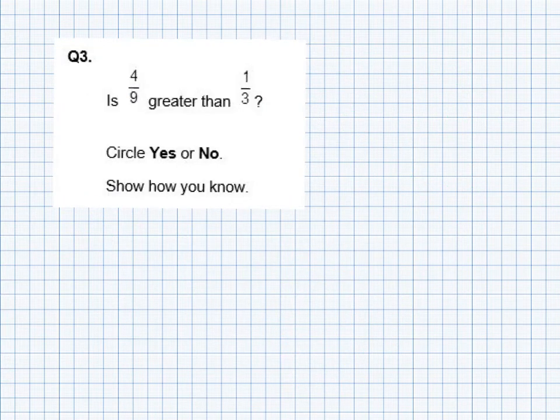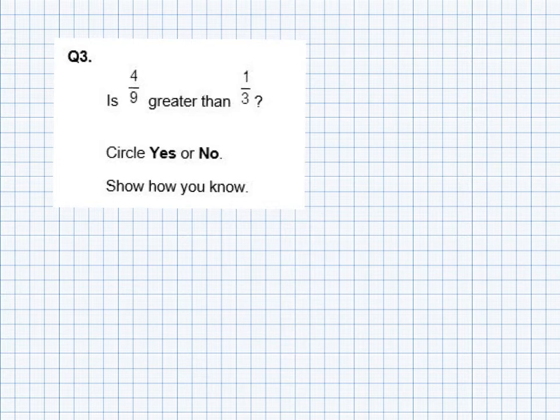Final one this time, again, it's all to do with equivalences and equivalent fractions. Is 4/9 greater than 1/3? Circle yes or no and show how you know. Now, often when we get to these problems, the tricky bit is explaining. We can explain with maths. We don't need lots of words to explain. Is 4/9 greater than 1/3 then?